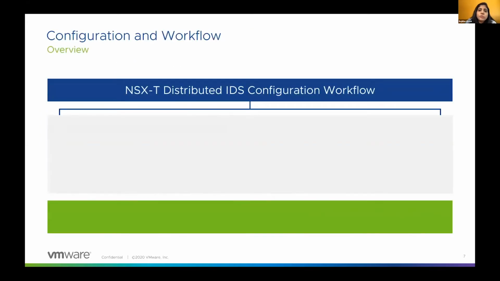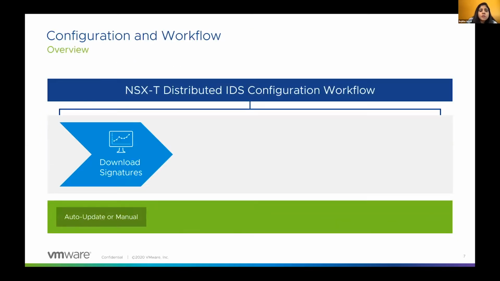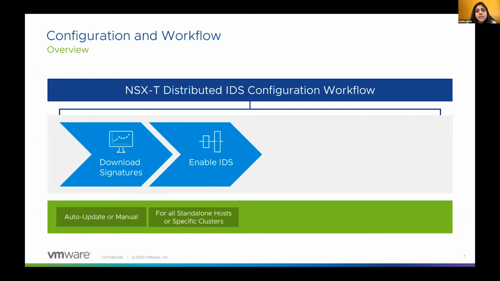So coming to the configuration and workflow. The first step is to download the signatures. The signatures can be downloaded from a third-party source, and it can be done by auto update or manually. And these signatures, as mentioned before, are curated according to the different severity, CVE, etc. The second step is to enable IDS. IDS can be enabled on a standalone host, or it can be enabled on certain specific clusters.